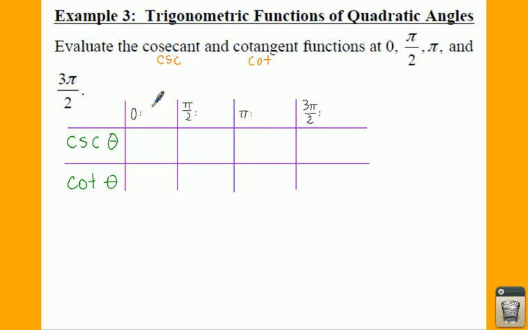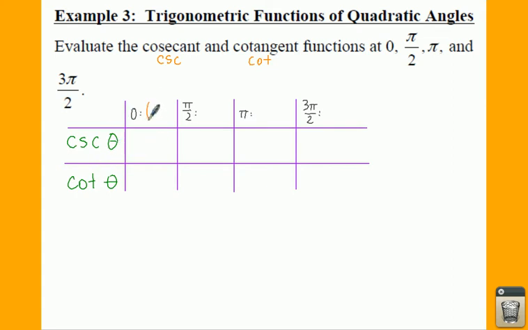What I've done here is I've made this nice pretty little table, because we're going to find cosecant of 0, pi over 2, pi, 3 pi over 2, and cotangent of all four of those also. So I figured if we just put it in a table, that might make it a little bit nicer. So in order to evaluate these, we need to know what our ordered pairs are at these points.